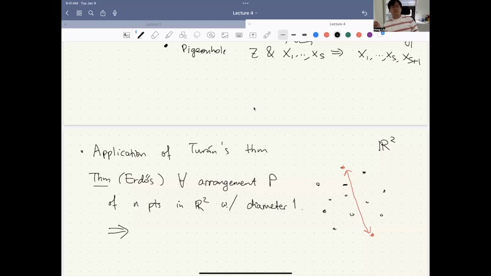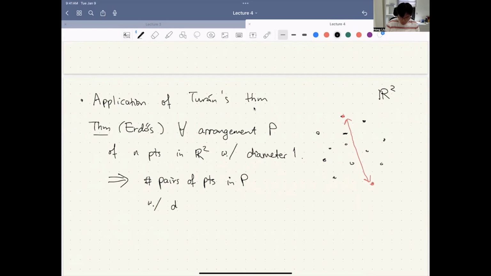What can we say about this? The conclusion is we can say something about the number of pairs of points that are relatively far apart. And by relatively far apart, I mean the number of pairs of points in P with distance strictly greater than 1/√2. The number of such pairs is at most n²/3. That's what we're going to prove. Is the statement clear?